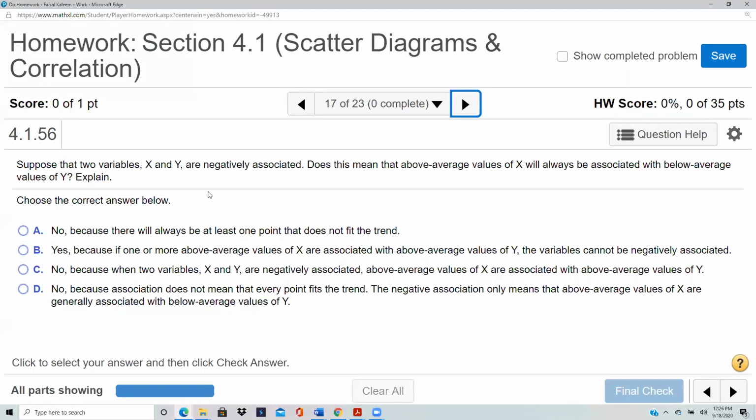Two variables x, y are negatively associated. Does this mean the above average values of x will always be associated with the below average values of y? Now, the key here is the word always.